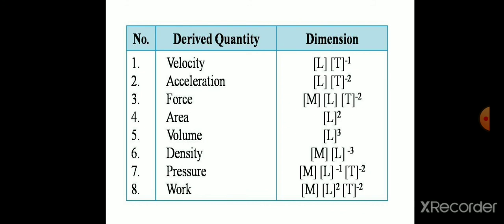Here are a few examples for dimensions of various derived quantities. We had already discussed the dimensions of velocity, acceleration, force and area. We know volume is equivalent to length into breadth into thickness. So its dimension is L cube. Density is equivalent to mass by volume. So M divided by L cube, which is ML raised to minus 3. Pressure and work were also discussed in the previous slide.